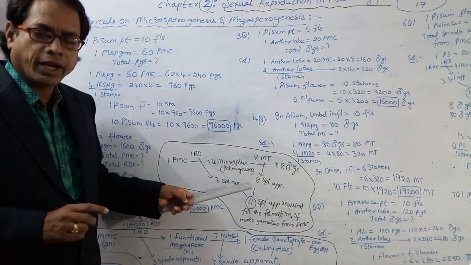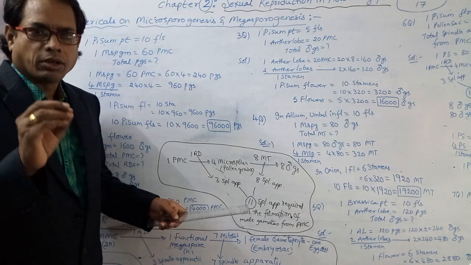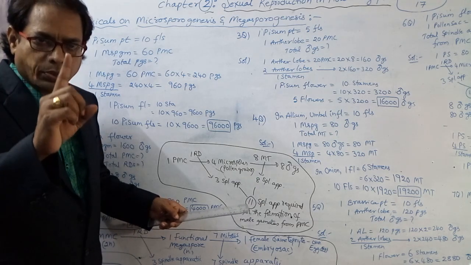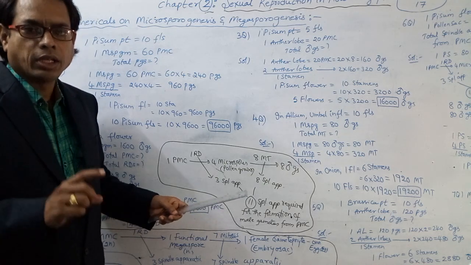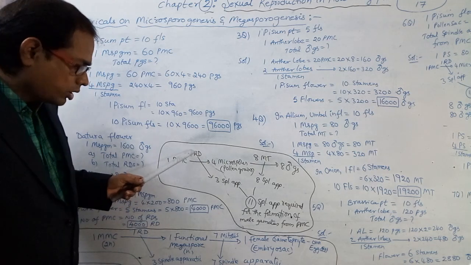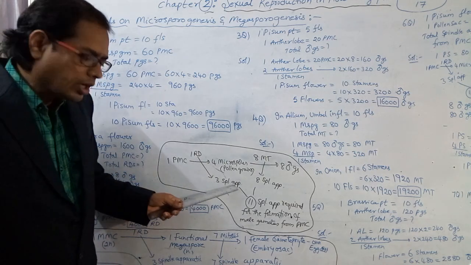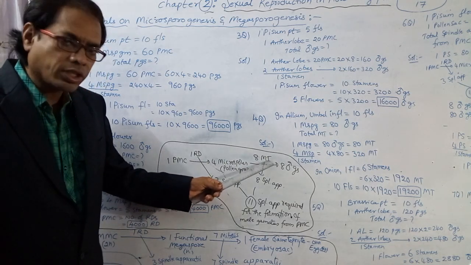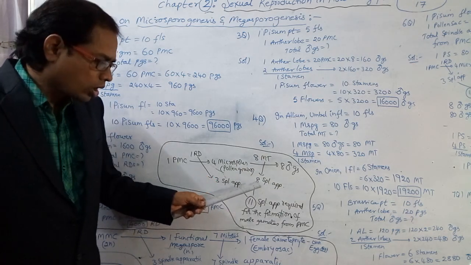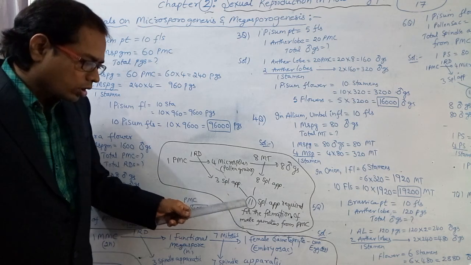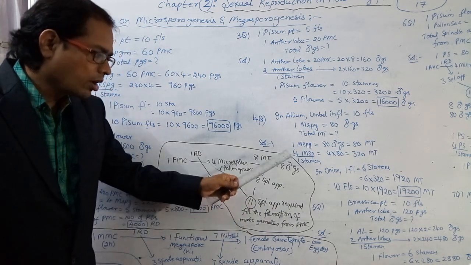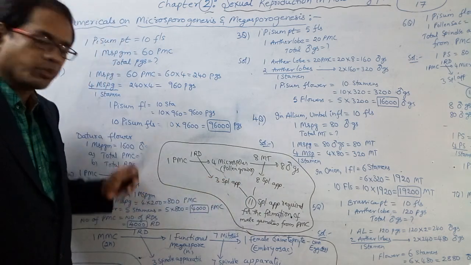How can we calculate spindle apparatus? In mitosis, one spindle apparatus will be formed. In meiosis, 3 spindle apparatus will be formed. So meiosis means 3 spindle apparatus. This is 8 mitosis, meaning 8 into 1, 8 spindle apparatus are required. So total 8 plus 3, 11 spindle apparatus are required for the formation of male gametes from PMC.